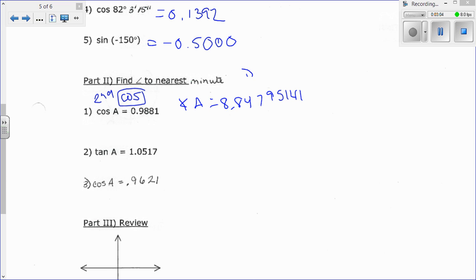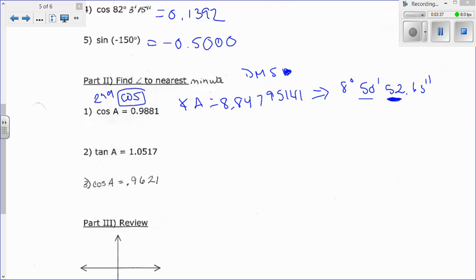Then on my calculator, I'm going to look for the degrees, minutes, seconds button in the angle menu, and it will help convert it for me. When I put it into degrees, minutes, seconds, I'm going to get 8 degrees, 50 minutes, 52.63 seconds. When I'm rounding to the nearest minute, 8 degrees, 50 minutes, I look here.